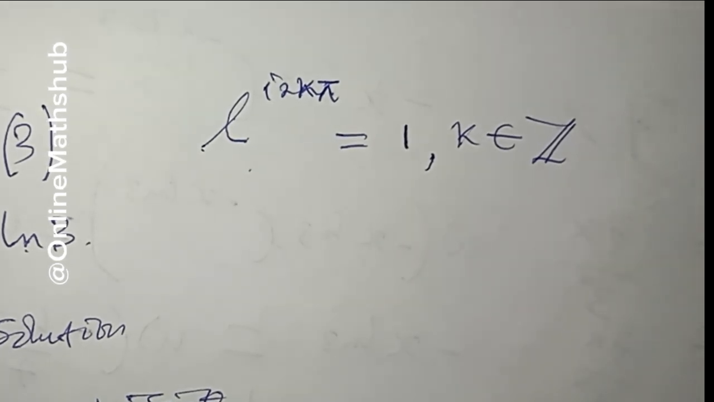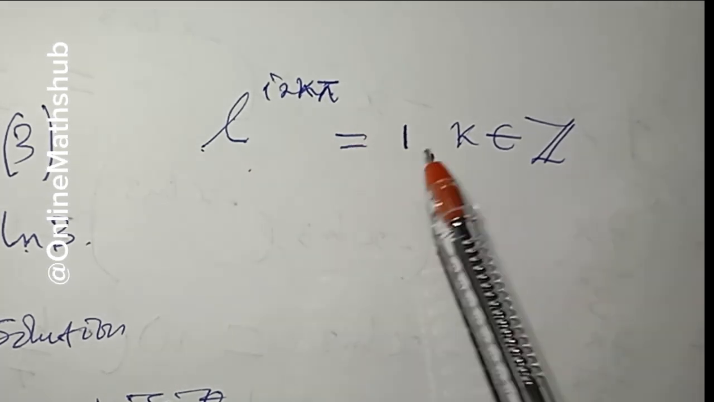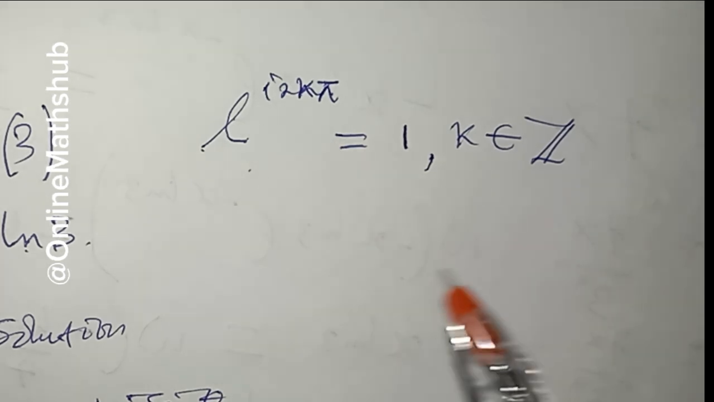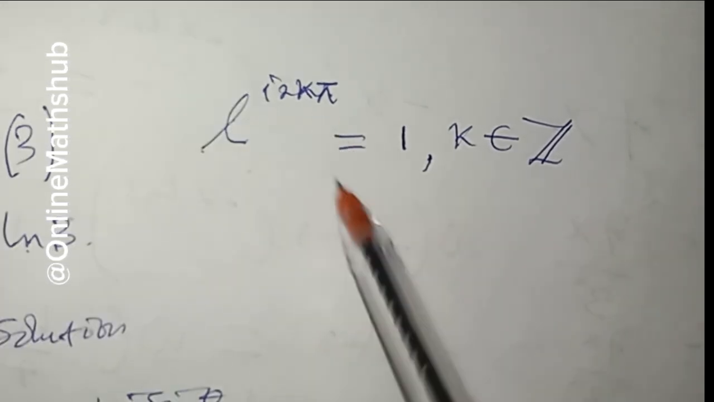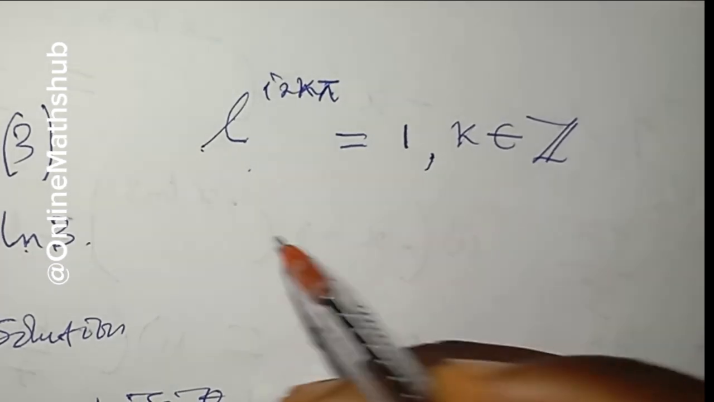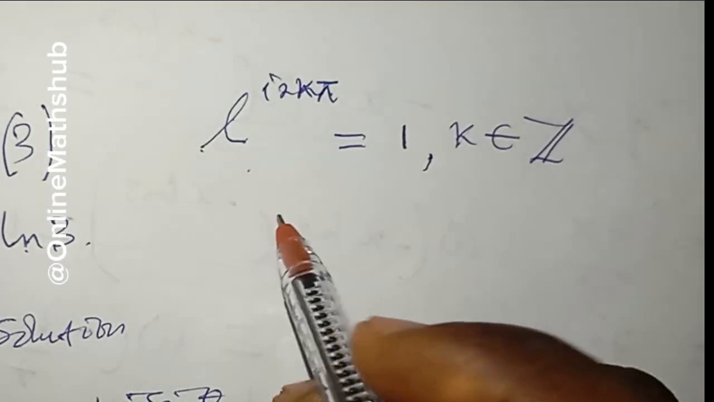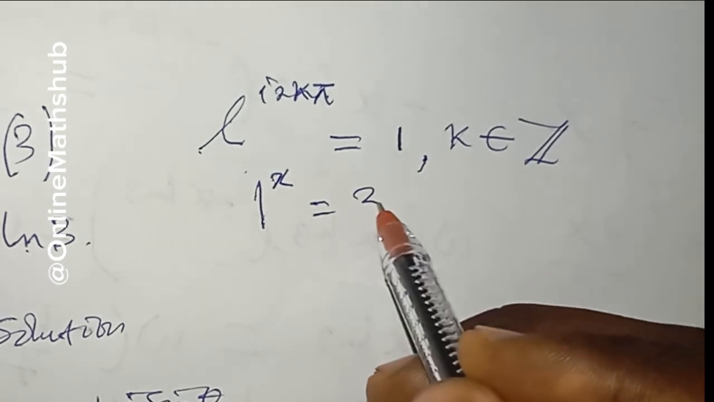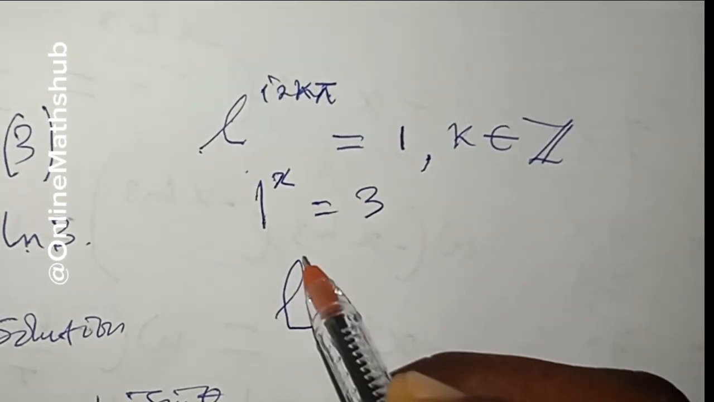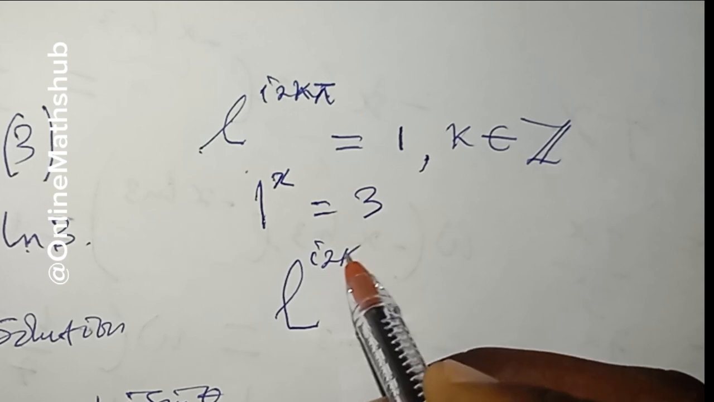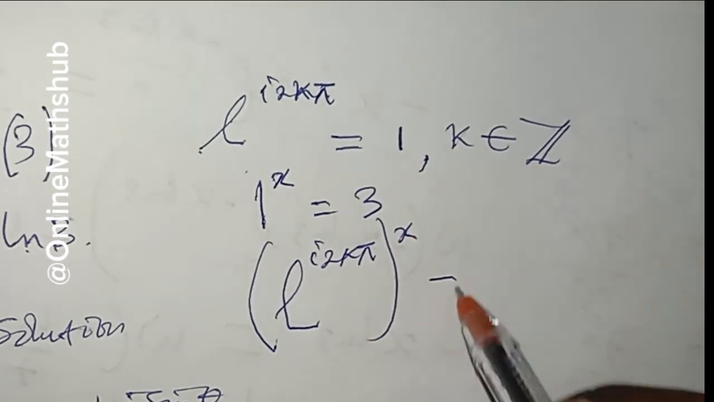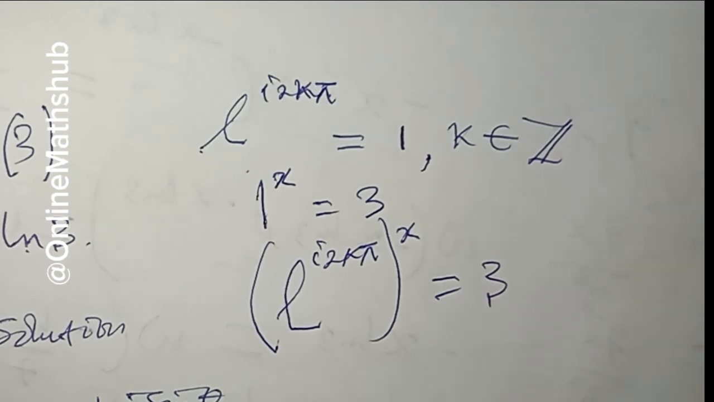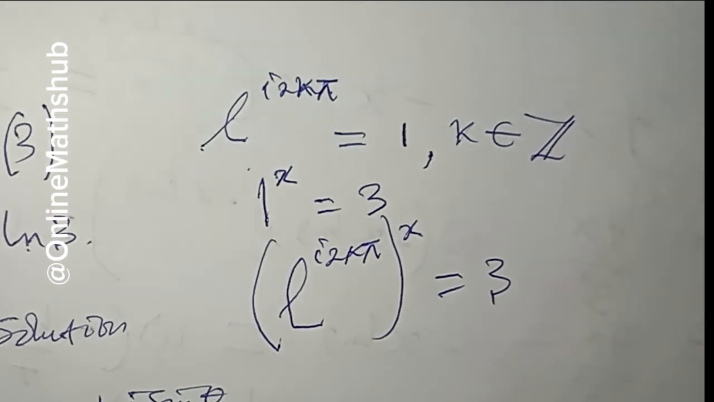So in order for us to solve the problem, we're going to make this substitution, and in place of 1 we're going to write exponential i 2k pi. That tells us that the equation we're now solving, 1 power x equal to 3, changes to exponential i 2k pi, power x, is equal to 3. So we can proceed to solve from here.